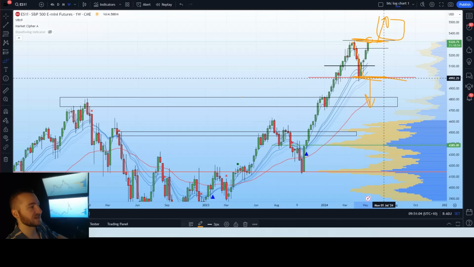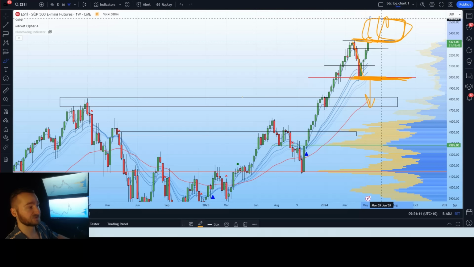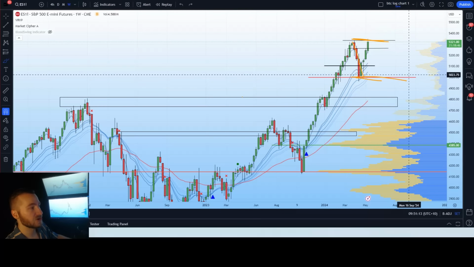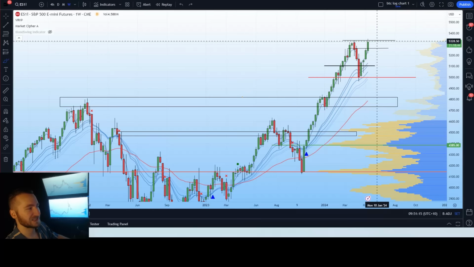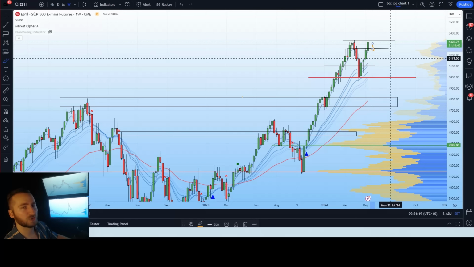Again, until we drop below the support level, we are expecting that macro continuation toward the upside. So overall, looking good on the macro. On the short term, we want to see that weekly candle close. If we don't get it, we could see a short-term correction for the S&P.